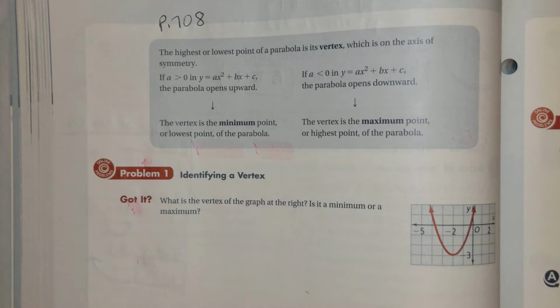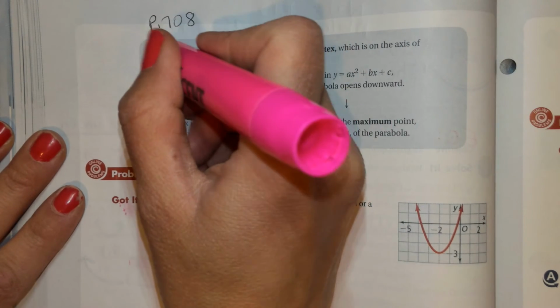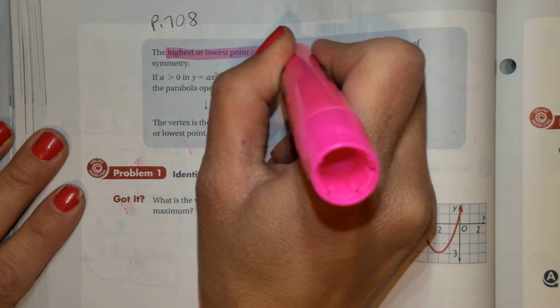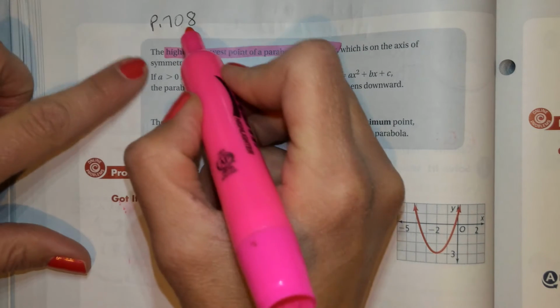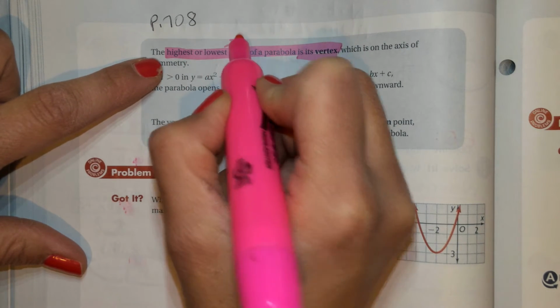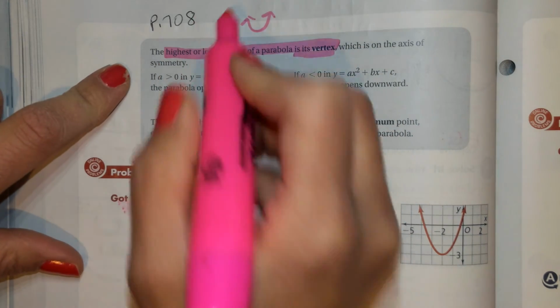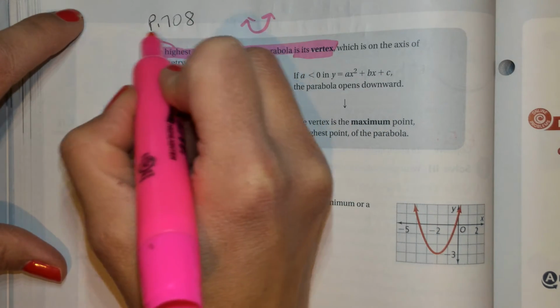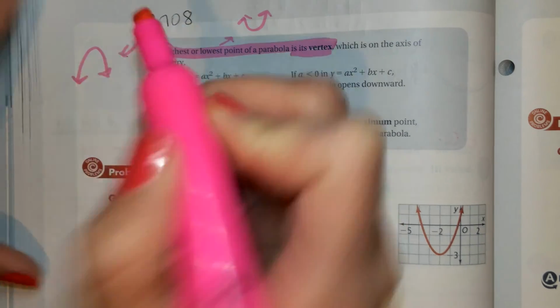It says the highest or lowest point of a parabola is its vertex. That's what I was just showing you. It's highest or lowest depending on which way the parabola is going. I'll do lowest first. It's lowest if your parabola looks like that. I'll use a different color to show it. It's the highest if your parabola shape looks like this.